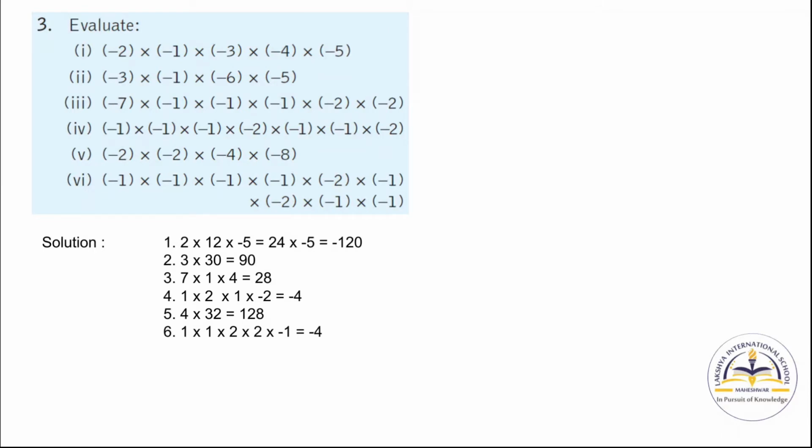Now question number 2: minus 3 into minus 1 into 6 into minus 5. First we will solve minus 3 into minus 1. You will get 3, and then 6 into minus 5. We will get minus 30. So the answer will be 3 into minus 30, which is minus 90. Now you have to solve third, fourth, fifth, sixth.